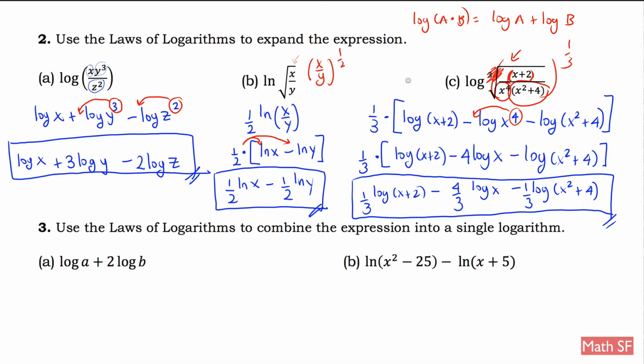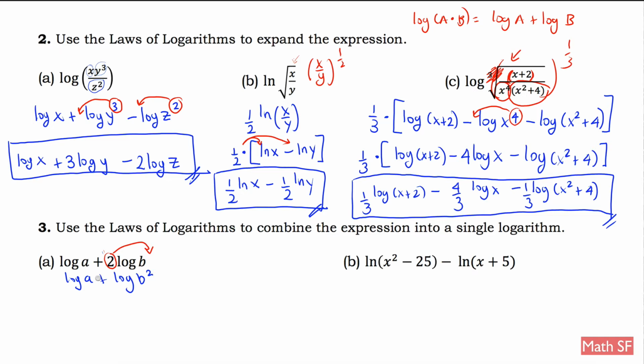Now in problem number 3, what we're going to do is compress each expression into a single logarithm, applying the logarithmic rules backwards. First of all, I'm going to start with the coefficients. Like here, for part A, I have a coefficient 2. This guy here is going to go back here as a power. So I'm going to have log A plus log of b squared.